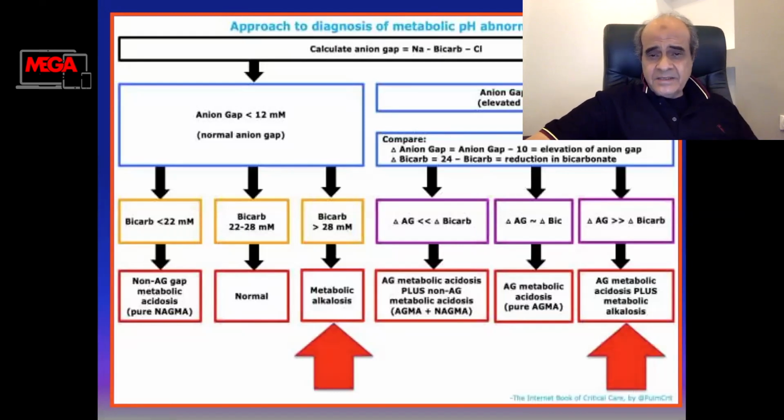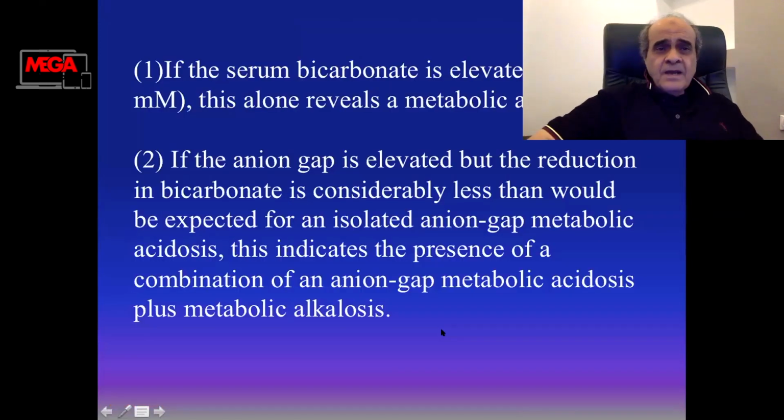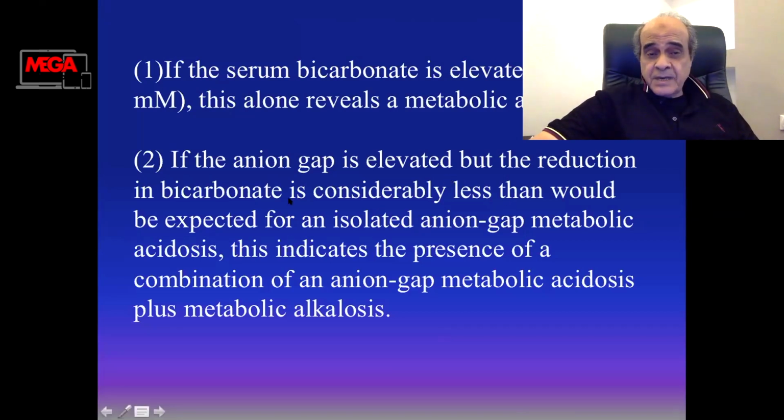And I think I demonstrate this item in ABG lecture. If serum bicarb is elevated more than 28 millimole, this is alone revealed metabolic alkalosis. If the anion gap is elevated but bicarb is reduced, the reduction in bicarb must equal the increase in the anion gap. I mean the increase in anion gap, or the delta anion gap, must equal the delta bicarb. If the delta anion gap is more than the delta bicarb, this means there is a missed or concealed metabolic alkalosis associated with metabolic acidosis.